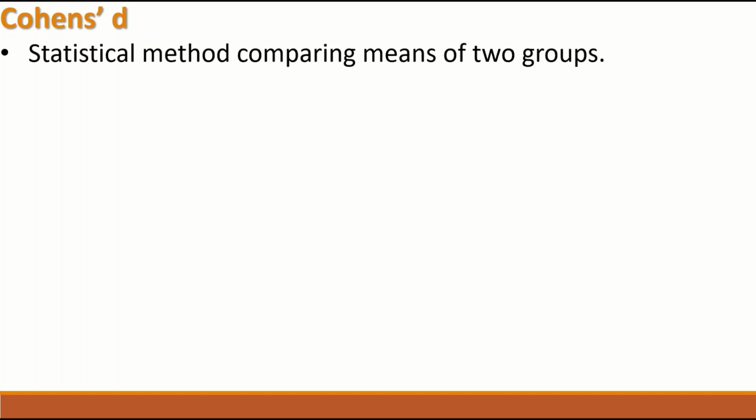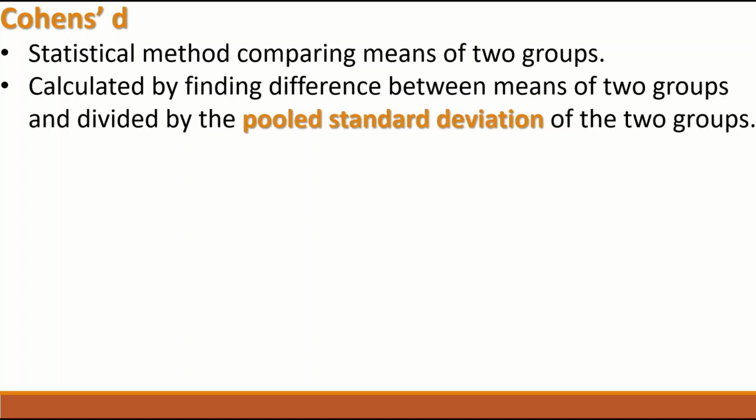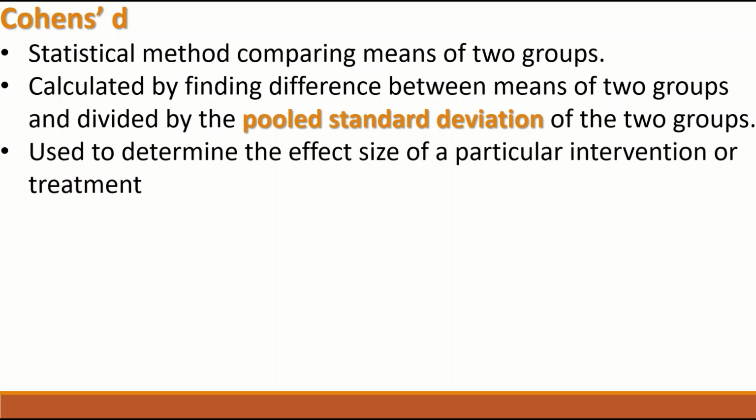Moving to the Cohen's D, which is similar to the Hedges G, but with certain variations. It is again an effect size estimate. It is a statistical method that compares the means of two groups. It is calculated by finding the difference between the means of two groups and dividing that by the pooled standard deviation of the two groups. Hedges G is similar to this, but it is divided by the pooled weighted standard deviation. Cohen's D is divided just by the pooled standard deviation. Cohen's D is used to determine the effect size of a particular intervention or treatment compared to control.